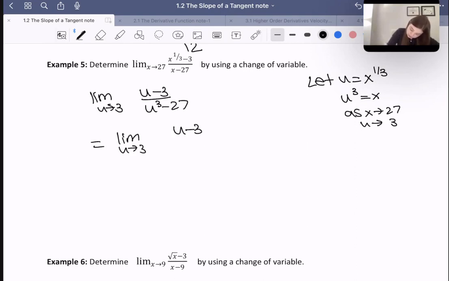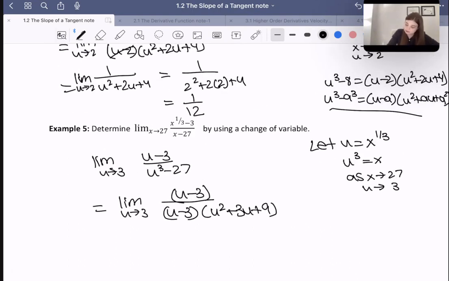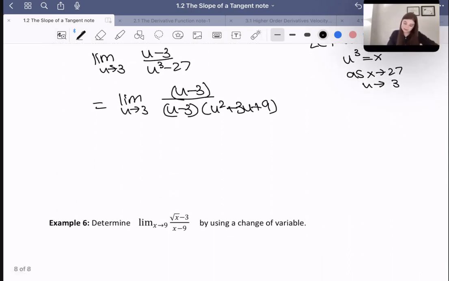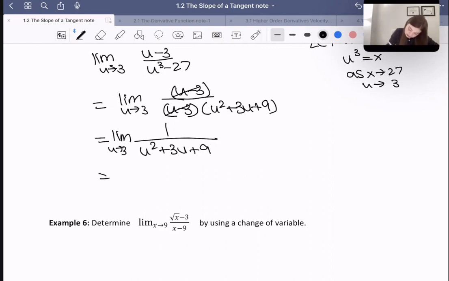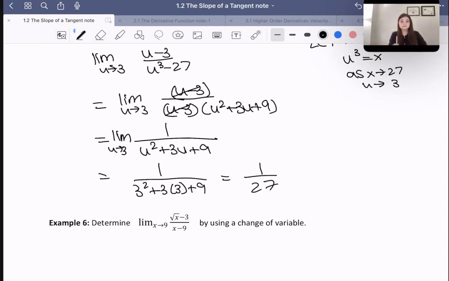u minus 3 over u minus 3 times what? Times u squared plus 3u plus 9. And that's based on the same equation we used up here. We're just repeating that again with our new variables that we have now. Then we're going to cancel these out, and we get 1 over u squared plus 3u plus 9. And that is equal to 1 over 3 squared plus 3 times 3 plus 9, which is equal to 1 over 27. And there's our answer.